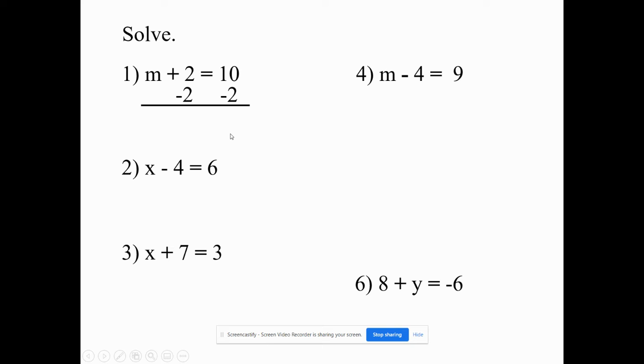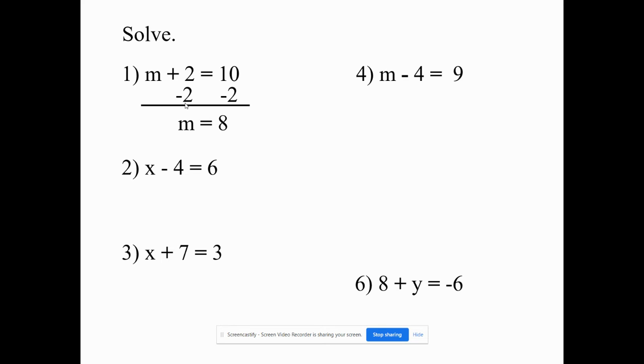So we're going to go take 2. So if we go underneath, plus 2 take 2, obviously you'd end up with nothing, okay? So then you just have the m, and 10 take 2 is 8. And I'd like it to be set out like this, please.